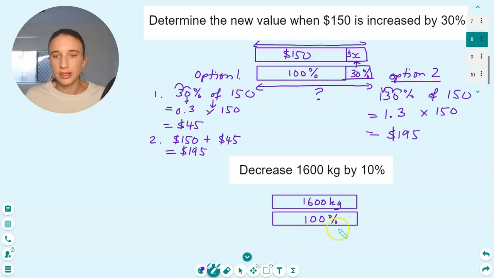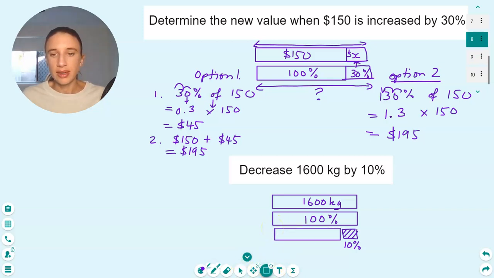Now, this new amount, we're going to be taking away an amount, 10%, which leaves 90%. Okay, so this is the amount that I want to find. I'm only decreasing it by 10%. So again, I'll do it. Which way will I do it first? I'll do the 10%, just like the two-step process first to show you.